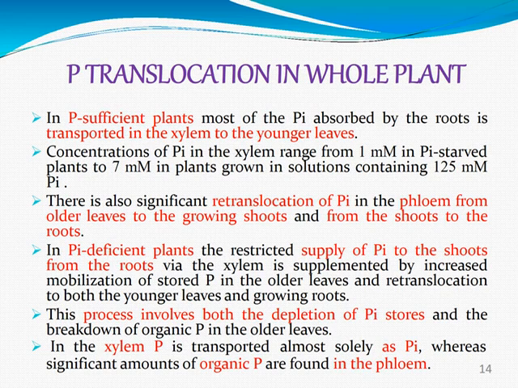In ionic phosphorus deficient plants, the restricted supply of ionic phosphorus to the shoots from the roots via xylem is supplemented by increased mobilization of stored phosphorus in the older leaves and retranslocation to both the younger leaves and growing roots. This process involves both the depletion of ionic phosphorus stores and the breakdown of organic phosphorus in the older leaves. In the xylem, phosphorus is transported almost solely as ionic phosphorus, whereas significant amounts of organic phosphorus are found in the phloem.